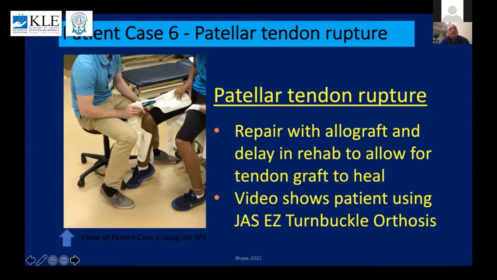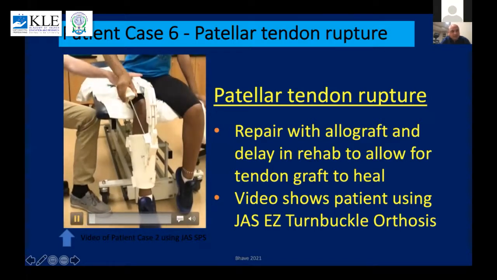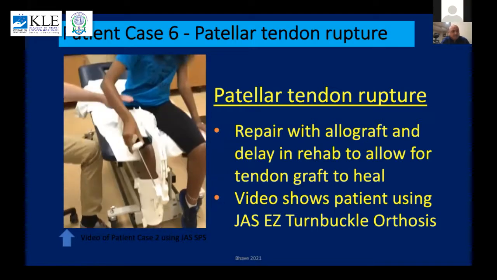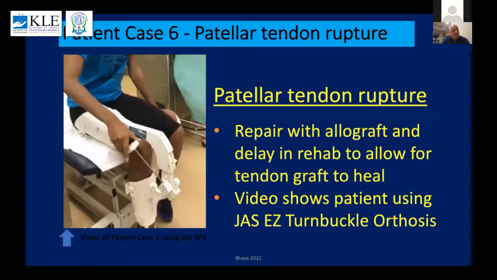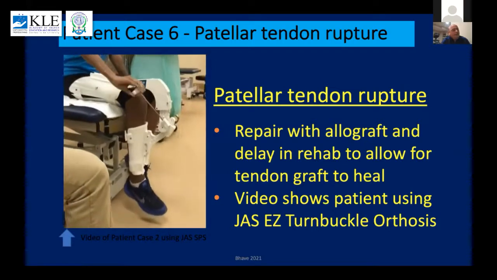This is one of the difficult cases. This is a patellar tendon rupture, and this is repaired with an allograft. So there's a delay in rehab to allow for the tendon graft to heal well. Here we are using a turnbuckle splint because she has lost range of motion. And you can see here, she's basically using the dial to get more motion into her leg.